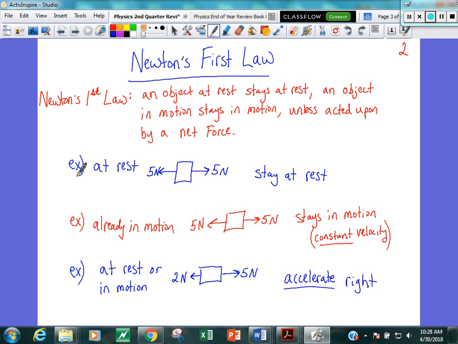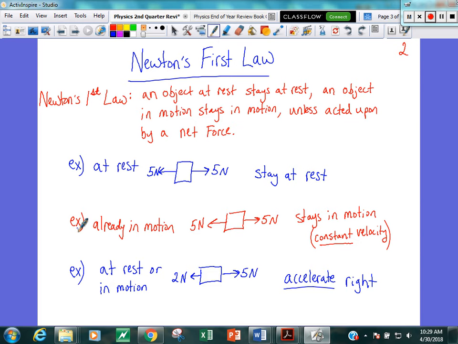This first example, if the object is at rest originally, and then you put 5 newtons of force to the right with 5 newtons of force to the left, well, there's no net force here. It's balanced forces. So if it was at rest originally, it's going to stay at rest.